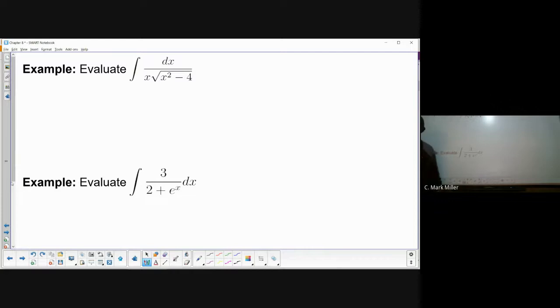Now, you might be tempted to do this. Don't write this down. You might be tempted to say, oh, that is x squared minus 4. I have an x out here. I can make that the derivative and put a 1/2 out here. So I have this to a power, 1/2 power, times its derivative, 2x. The problem is all that's in the denominator, not the numerator. If that were in the numerator, I could do that.